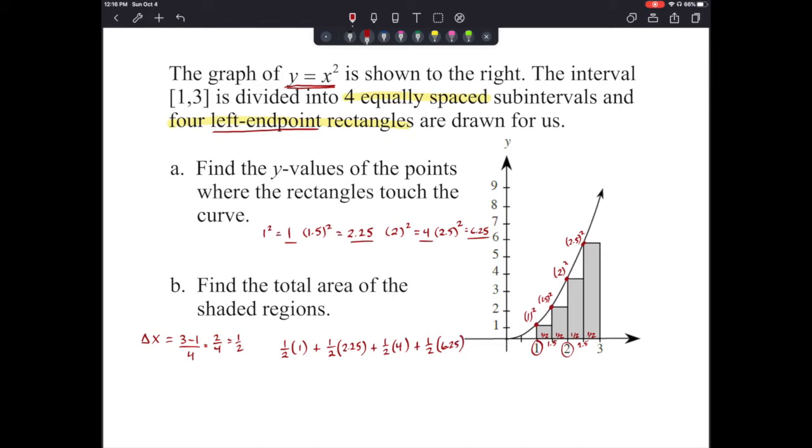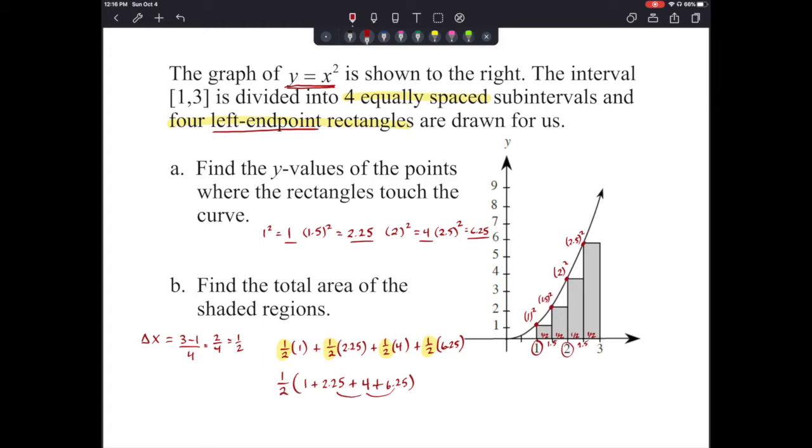And you can calculate each of those and add them together if you want, or you can look at this as each of these has a common factor. They all have the same base. You could use a little bit of algebra, factor out that 1/2, and then say you're going to add the heights of each of the rectangles together. 1 plus 2.25 plus 4 plus 6.25. Add all those together.